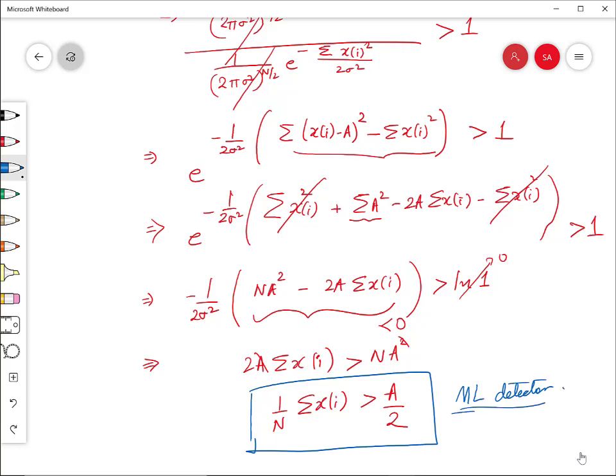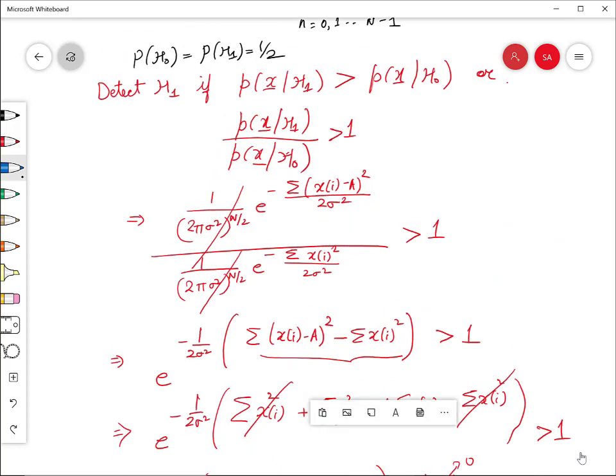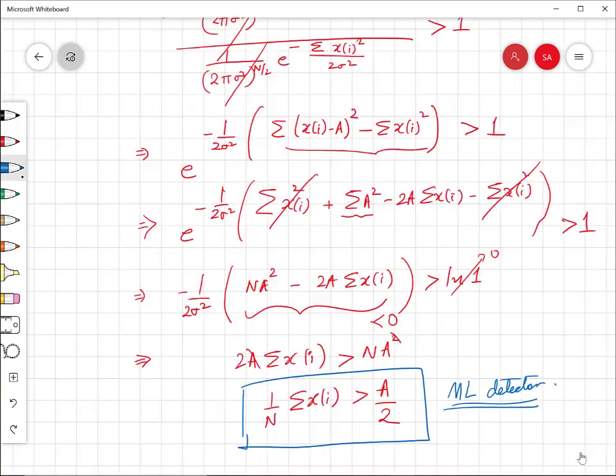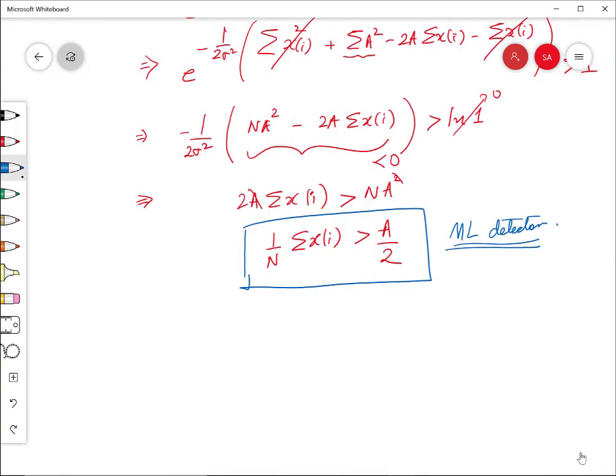Why did we use the ML detector? Because we know that the prior probabilities are the same, so we can simply use the ML detector here. And this is also intuitive. We see this a lot of times in our communication systems. How do we detect whether a 0 or a 1 was transmitted? We take the mean of those two points and then we use our detector.